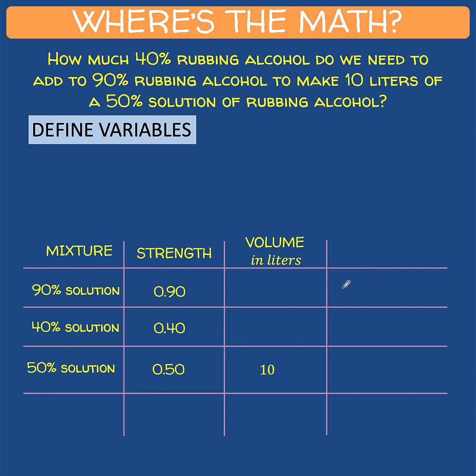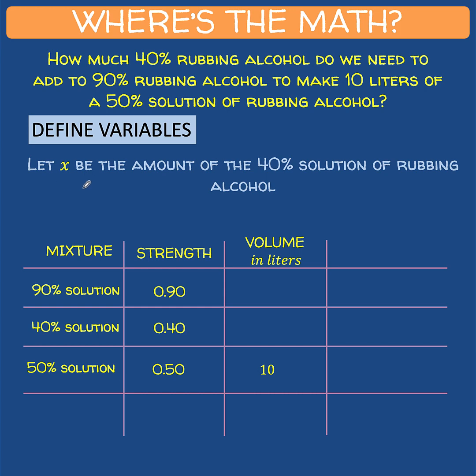What we know is that we have 10 liters of the 50% solution. We do not know how many liters of the 40% solution, and we do not know the quantity in liters of the 90% solution. So that is now where we assign a variable. We let x be the amount of 40% solution of rubbing alcohol in liters. So we let this be x. This is our choice for the variable x because the question itself says how much 40% rubbing alcohol do we need.